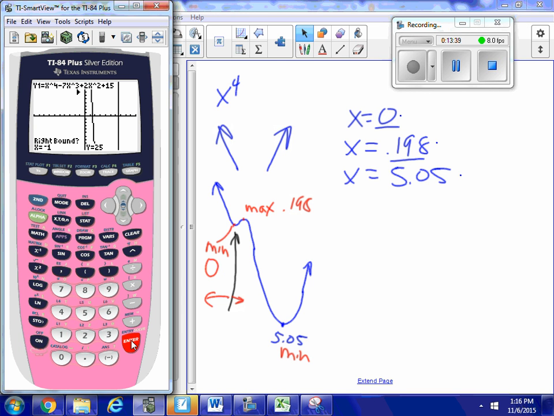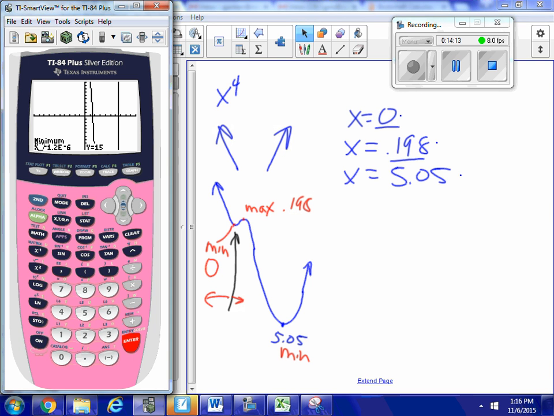So I'm going to say my right bound would be 0.01. So I'm to the right of 0, but I'm to the left of 0.198. So let's hit enter. I don't want to make a guess. And sure enough, it gives me my minimum at 0. Sometimes the TI gives you this strange scientific notation thing that's really a 0. So that confirms the minimum at 0.